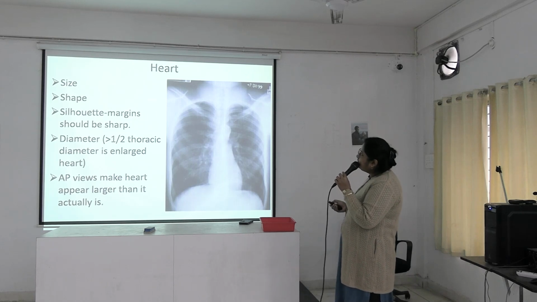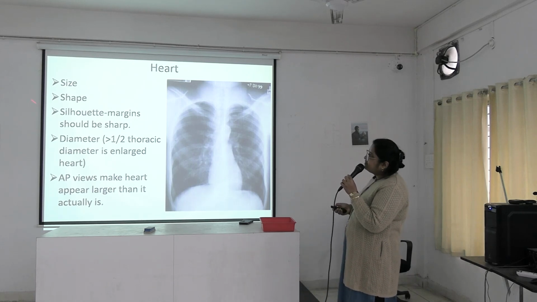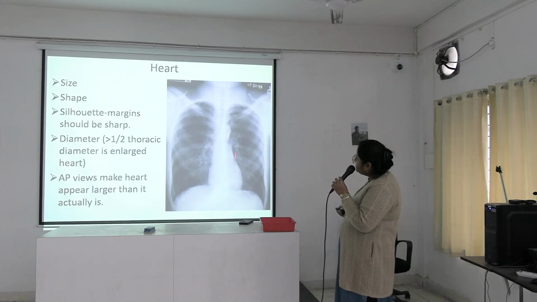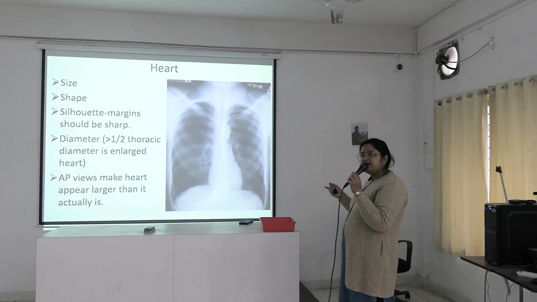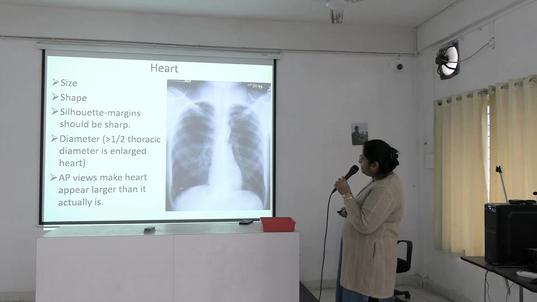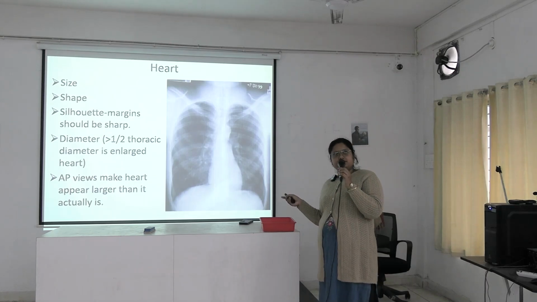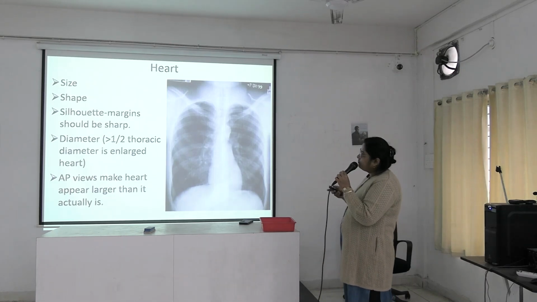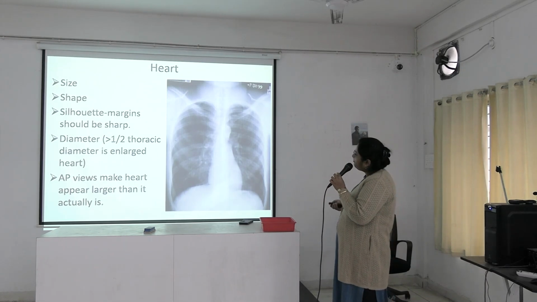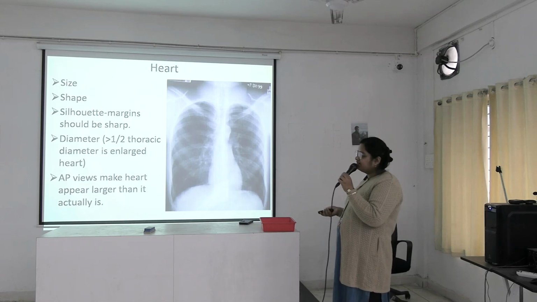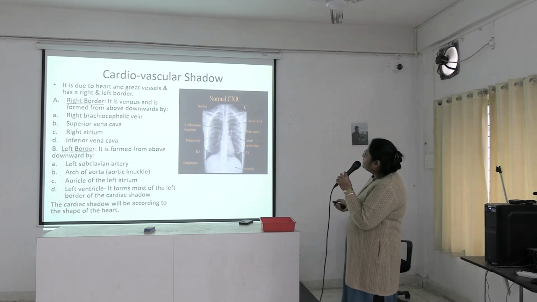For the heart shadow, you have to see the size, shape and margins. The right and left margins of the heart should be sharp, and the diameter of the heart shadow should be half of the thoracic diameter. So the cardiothoracic ratio should be 1:2. AP views make the heart appear larger than the actual, which is why you cannot determine the size in AP view.